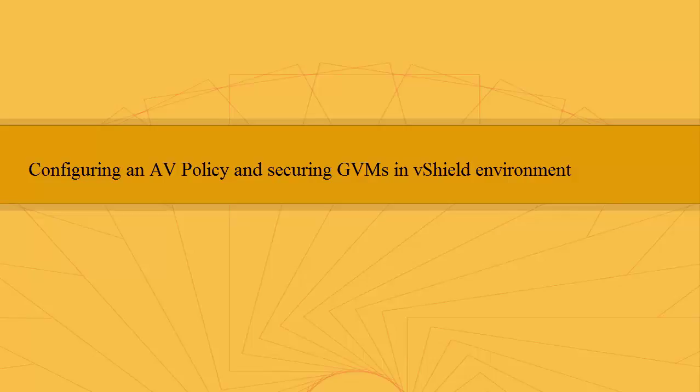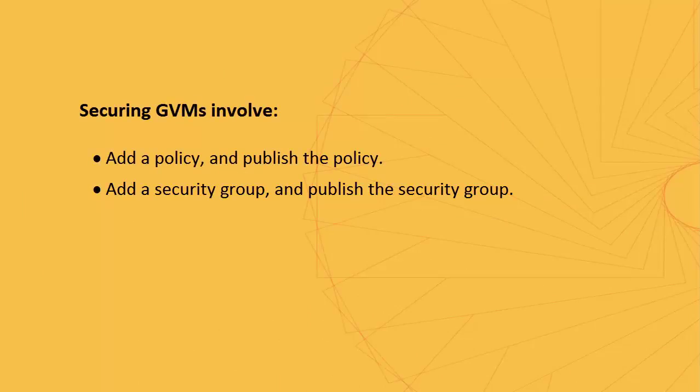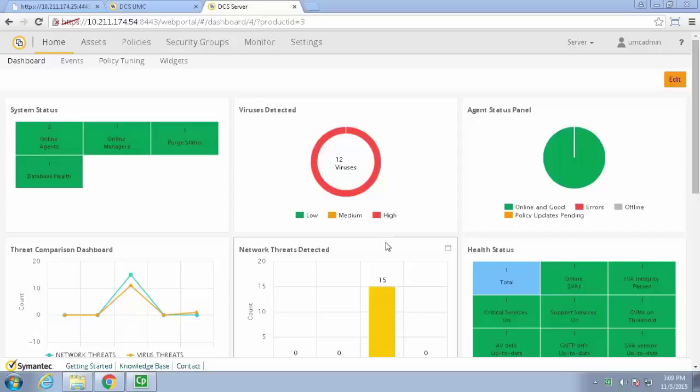By now, you must be familiar with configuring VMware vShield, registering an SVA, and deploying an SVA in vShield environment. To secure guest virtual machines in my vShield environment, I must add a policy, and publish the policy. And then, I must add a security group, and publish the security group. Now, I will add a policy.